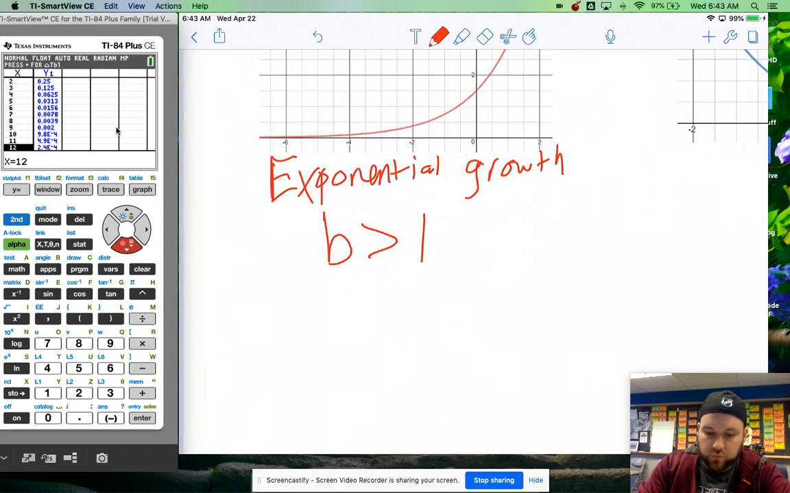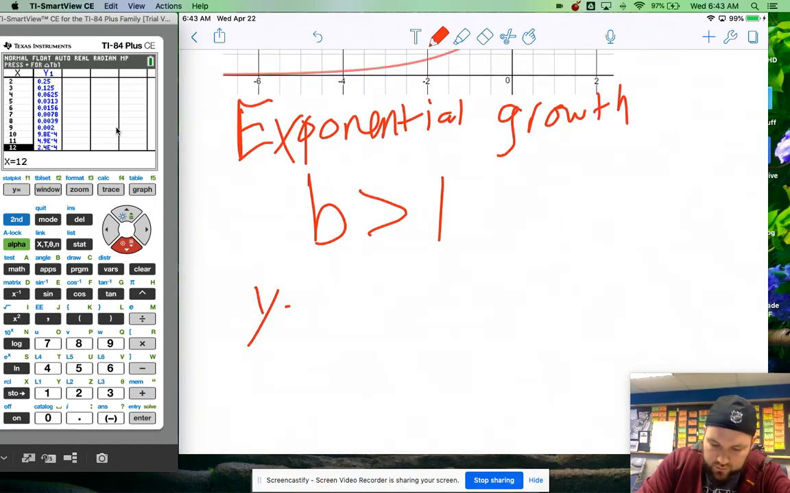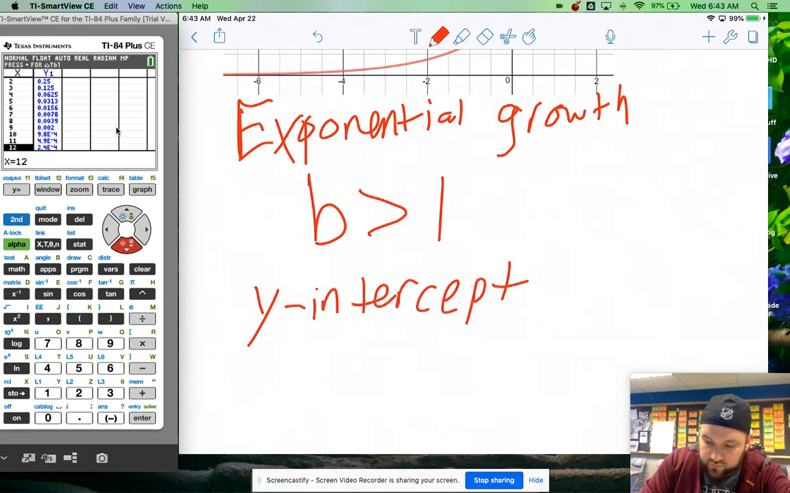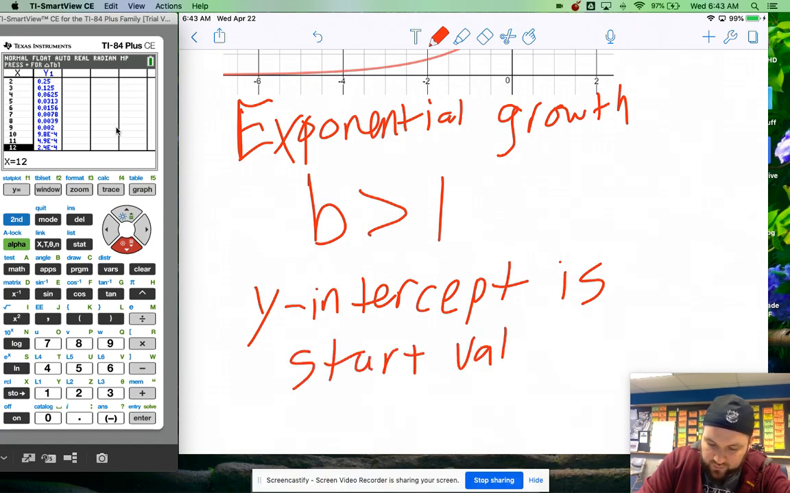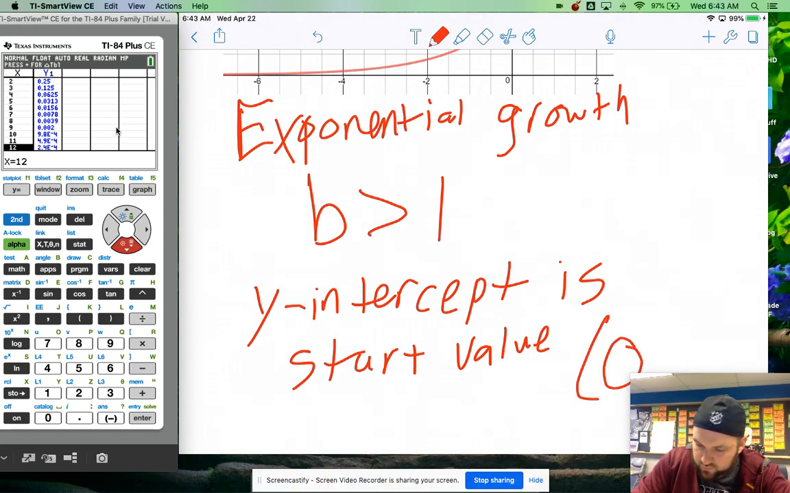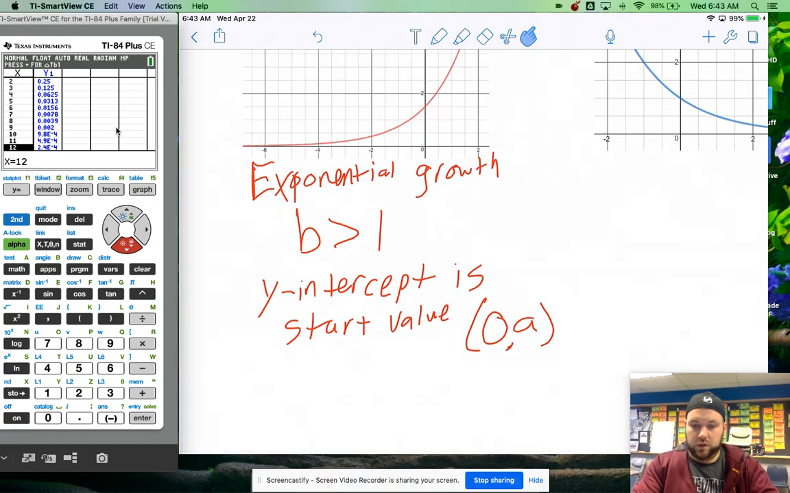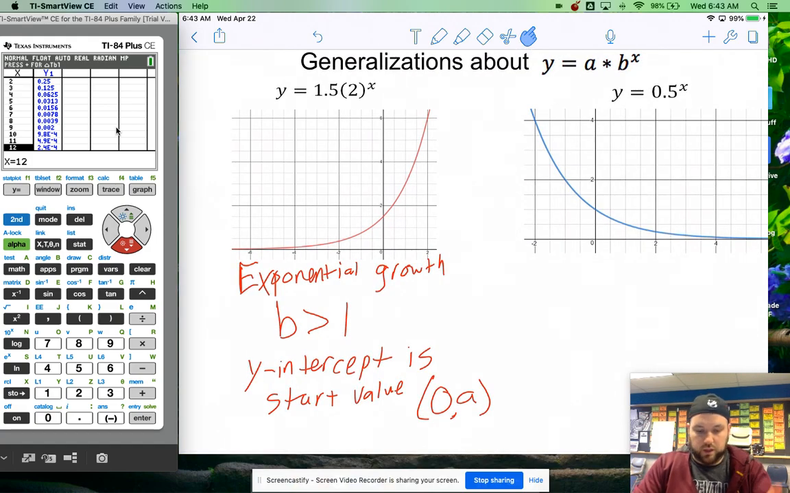Okay, and then not super important, but the y-intercept of the graph is the start value, which again we are using the letter A. It's always going to be the coordinate (0, A). Okay. So we have exponential growth if the growth factor is bigger than 1.